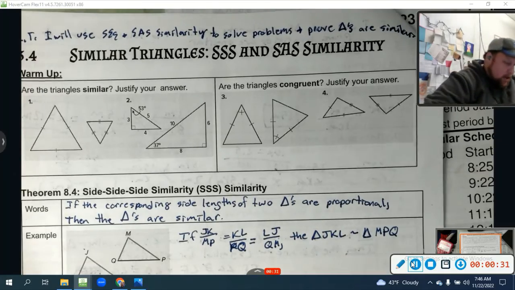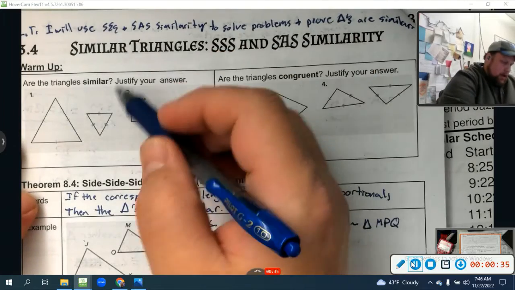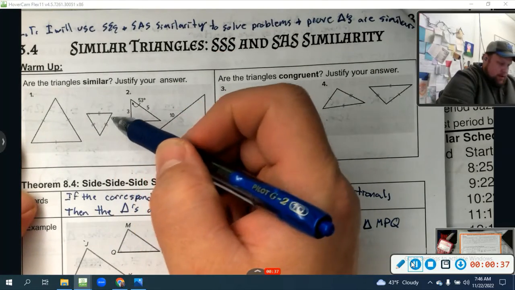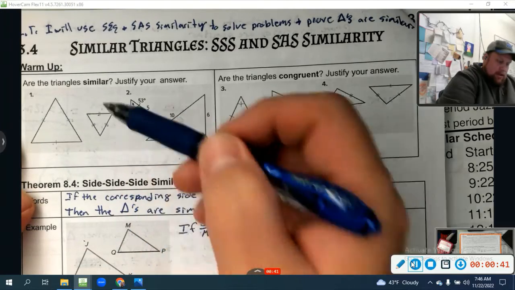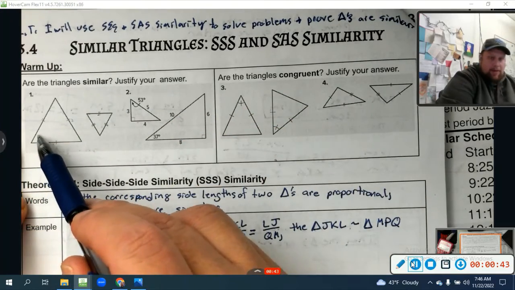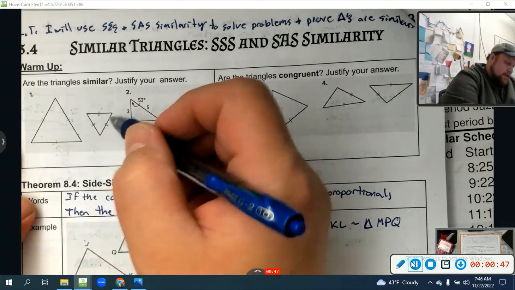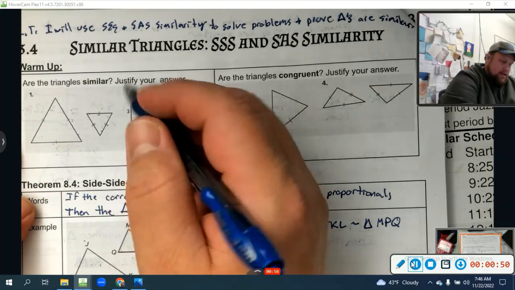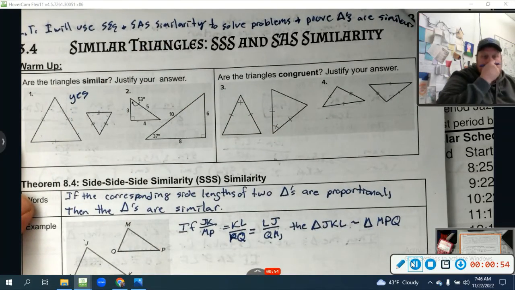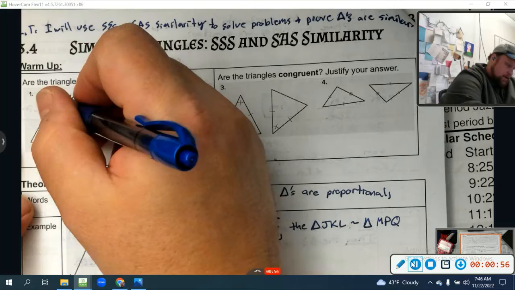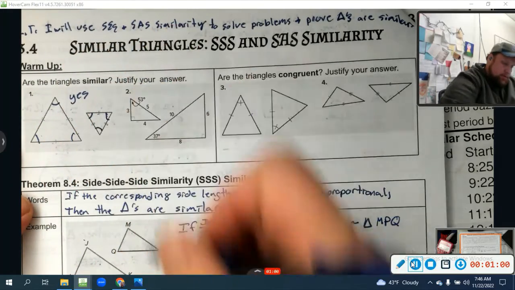Boom, let's look at this. Are the triangles similar? Justify your answer. I would say for one, yeah, these are all the same size and these are all the same size, and that means the only way that happens is if all these angles are the same. So these are all going to be 60, 60, 60, which makes these 60, 60, 60. So yes, they're all going to have matching angles, right? In fact, they're all going to be the same angle, which makes them similar.